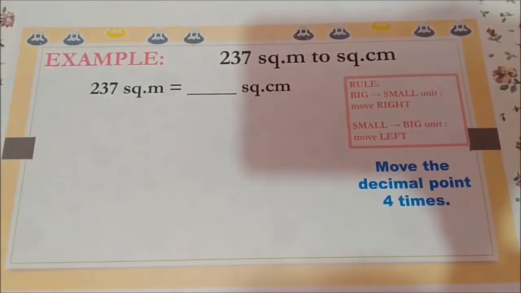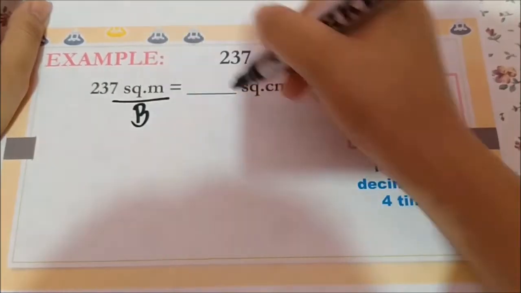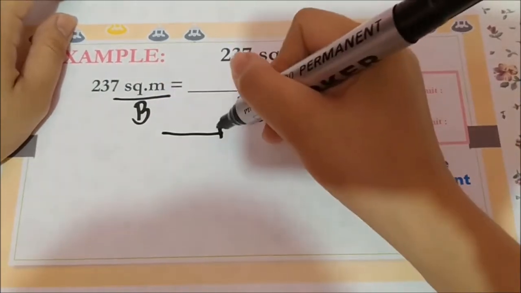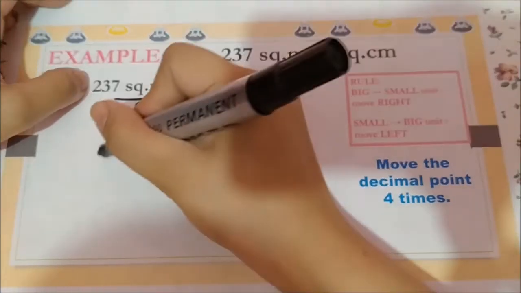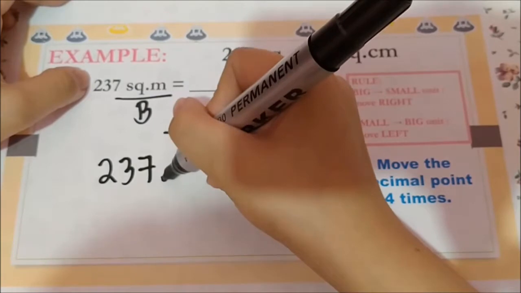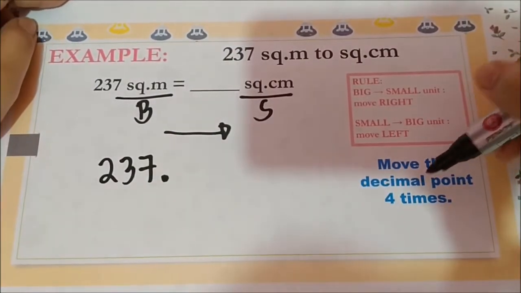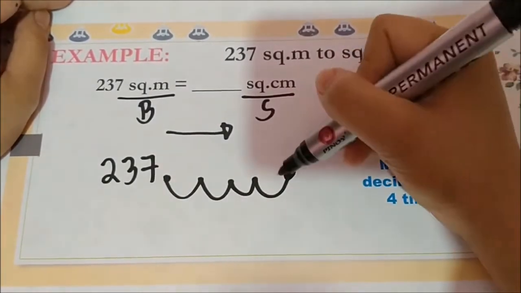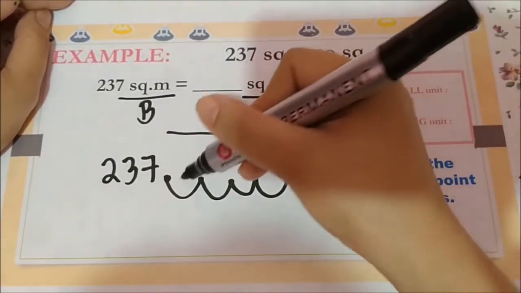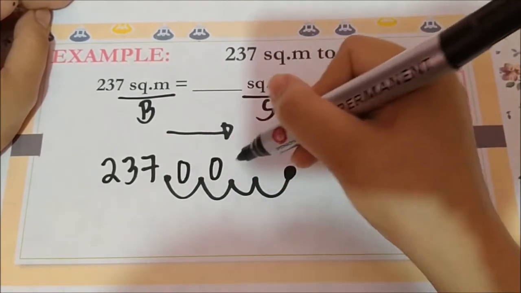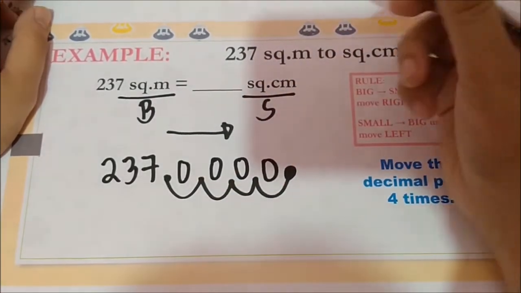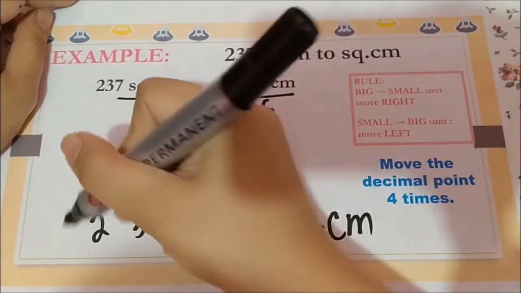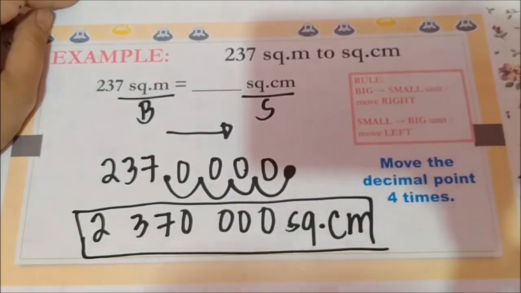First step, identify bigger, small. Big to small, move to the right. Rewrite the given, 237 with a decimal point. How many times? 4 times. 1, 2, 3, 4. New place for your decimal point. Spaces should have zeros. Then, rewrite and write the unit. So, this is your final answer.